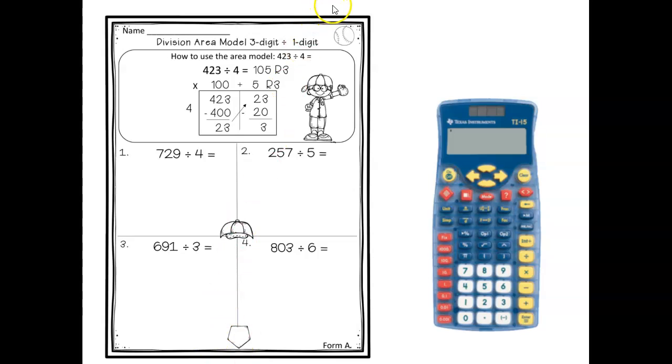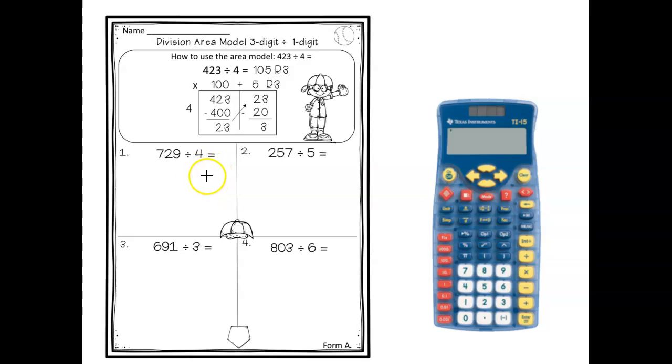Alright, the third page of your packet is just division area model with 3-digit dividends. This was not covered yesterday, but it's very similar to multiplication area models. Adding an extra digit doesn't necessarily make it that much harder, it just adds extra steps, or maybe a little bit more challenging thinking, but really pretty much the same amount of work. On this one, I'm actually going to do number 1 with you, and you have an example above in case you need another one.